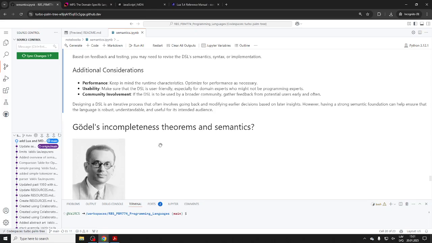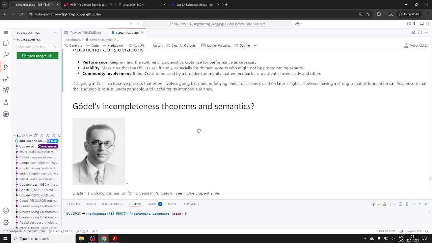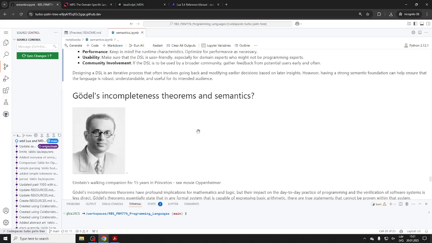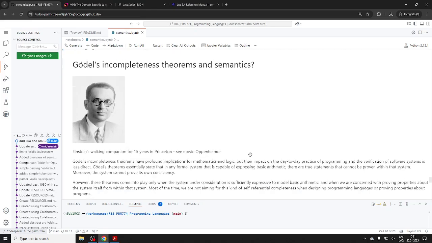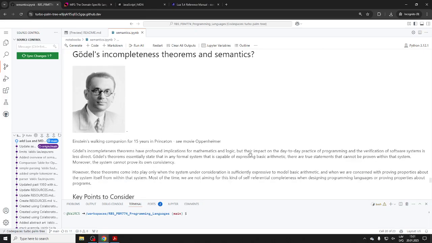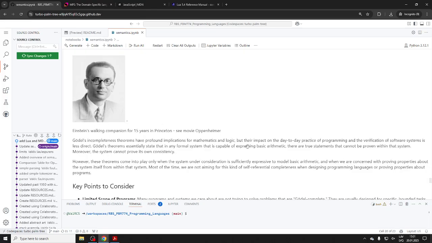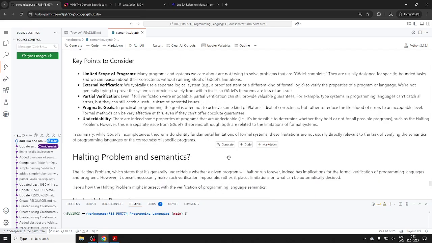I also mentioned whether Gödel's incompleteness theorem applies to this, but it doesn't really, even though it's very important for programming in general. For language design it's not that crucial, actually. We don't need to worry about it too much here.